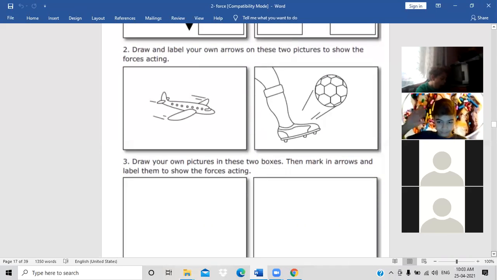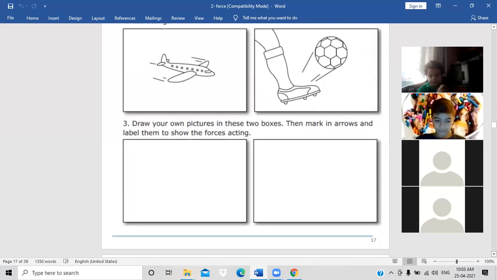Okay, in the third one, they want you to draw pictures of your own. For example, you can draw a picture of you throwing a ball to your friend, or maybe you can draw a car on the road. Whatever you want, draw it in the two boxes in question number 3. And you also have to draw the arrows of the forces acting on the things that you're going to draw.